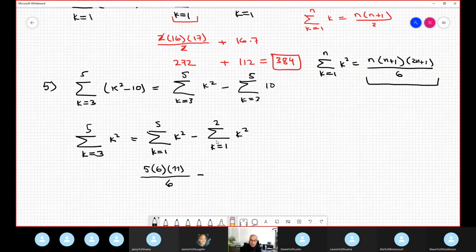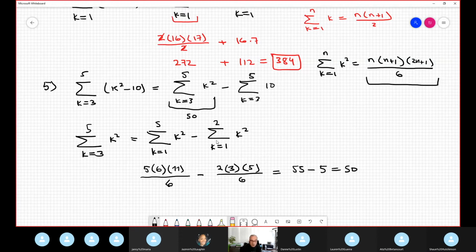Subtraction. Again, the formula: 2 times 3 times 5, where 2 times 2 is 4 plus 1 is 5, divided by 6. Okay, this is 55. The first one is 55, and this is 5, so 50. Okay, this is the final answer, no? No. This is only the answer for that part. The answer for that part is 50.